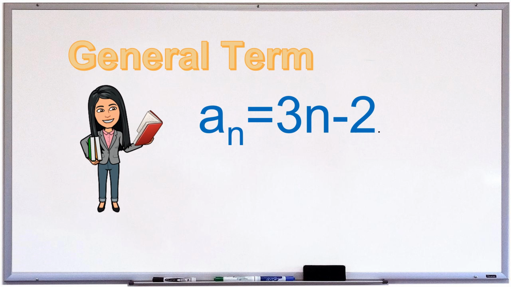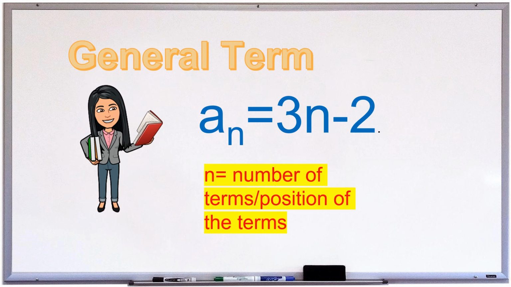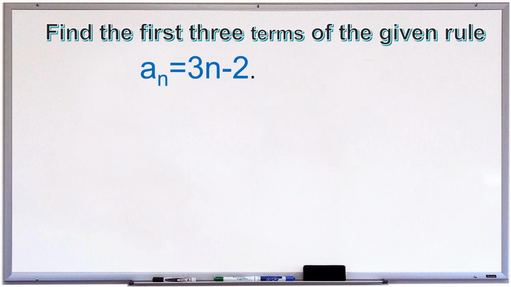A sequence can also be written as a general term. For example, we have a sub n is equal to 3n minus 2, where n is the number of terms or the position of the terms. Let's have an example. Find the first 3 terms of the given rule a sub n is equal to 3n minus 2. Since we are asked to find the first 3 terms, all we need to do is substitute 1, 2, and 3 to our given equation.